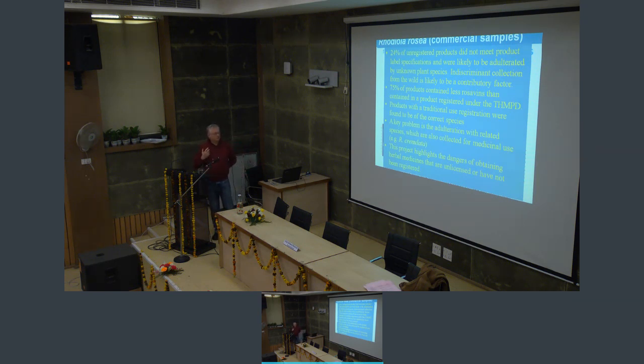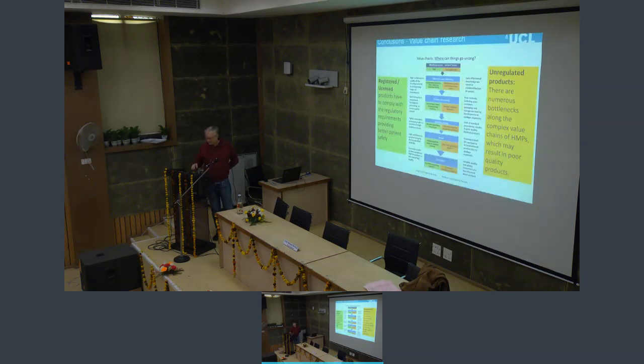Products which have some sort of regulation, in our case the THR, are normally of good quality, and we did not identify any problems, as it should be. In this case, the key problem is the confusion between two closely related species, Crenulata and Rosea. And I think it does highlight these problems of unregulated products again.